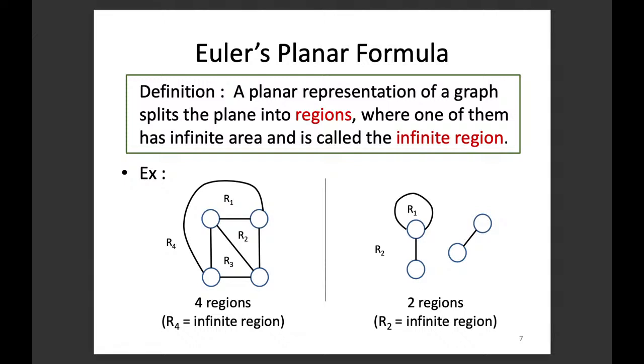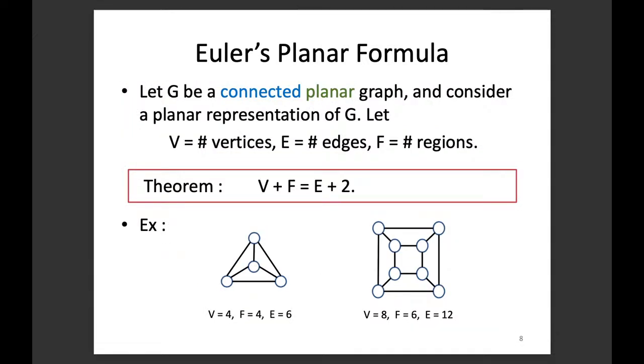So what is Euler's planar formula? In the specific case, we handle the connected case. So we assume that we have a connected graph, and this connected graph is a planar graph. That means that all the edges can be drawn without any crossing. Let G be a connected planar graph, and focus on any planar representation of G. We use big V to represent the number of vertices, big E the number of edges, and big F the number of regions. We must have V plus F is equal to E plus 2.